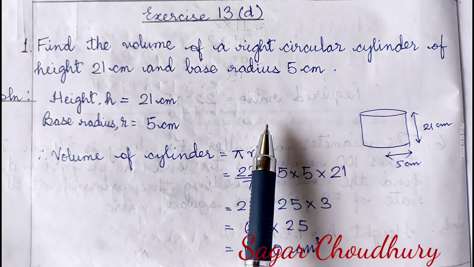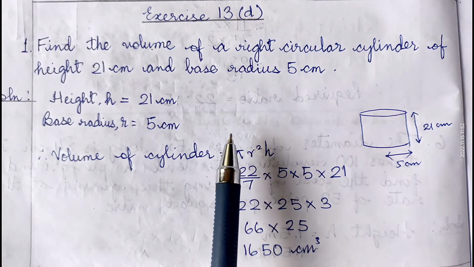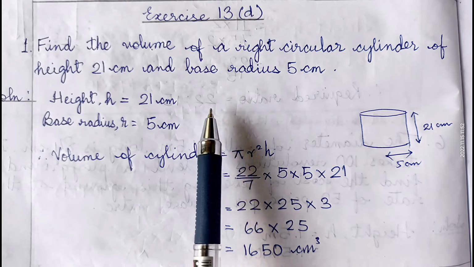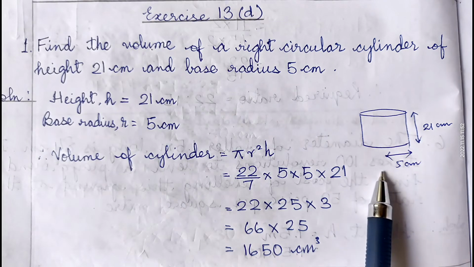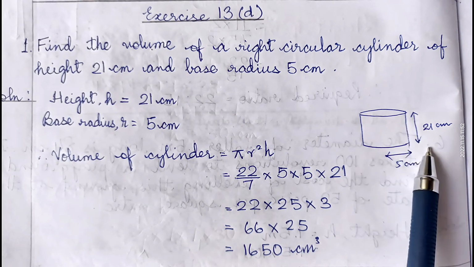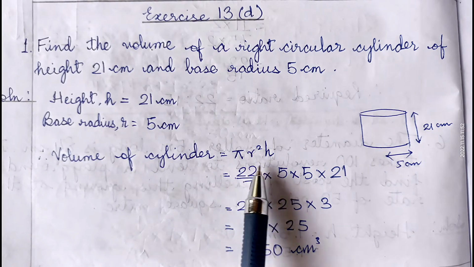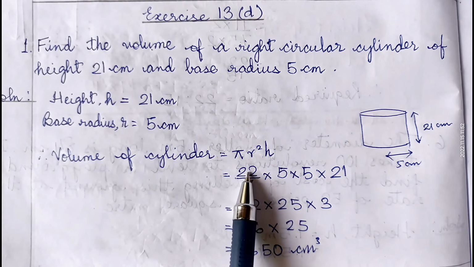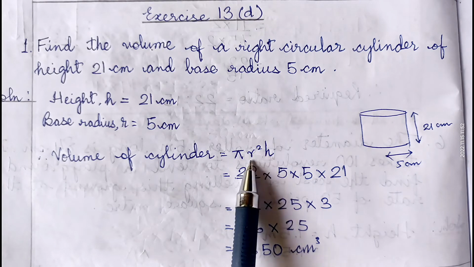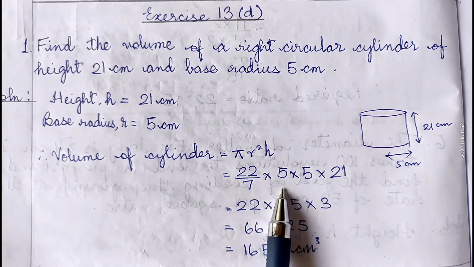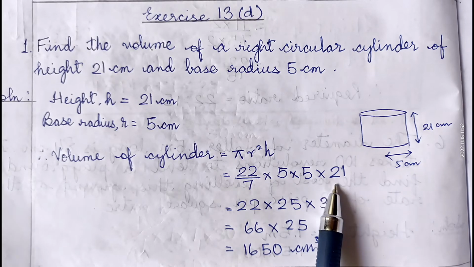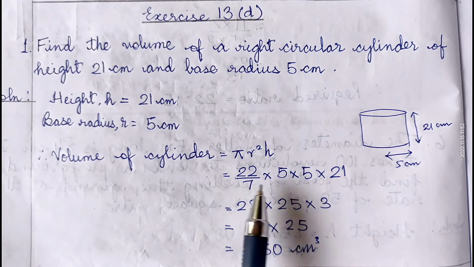In my previous video I have told you the formula of volume of a cylinder, which is pi r square h. Here in this case radius is 5 cm, height is 21 cm. So volume of the cylinder formula is pi r square h. Pi is 22 by 7 into radius square. Radius is 5. So it will be 5 into 5 into 21 as height is 21.